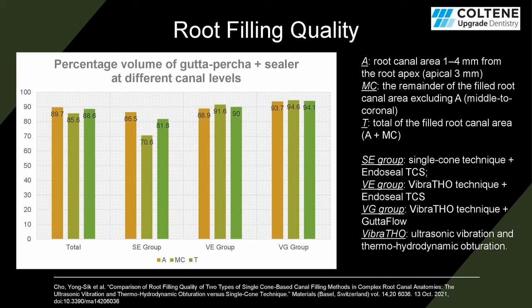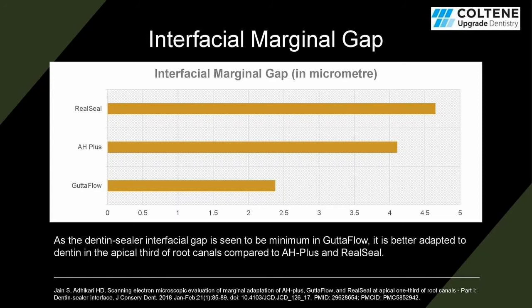Now, root canal filling is a very important property because we require that tight seal between the dentinal walls in the canal and our GP. The only interface between them is a sealer. So we require to have maximum contact between the root canal wall and the GP cone. As I mentioned in the previous slide, we need to have minimum gap between the dentinal surface and the sealer surface. So this study proved exactly the same.